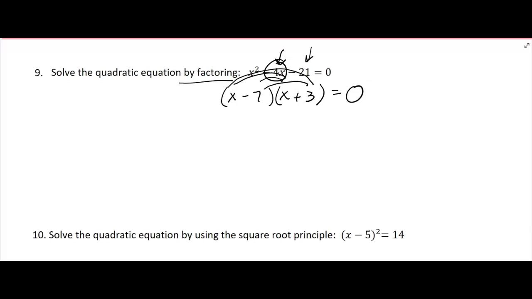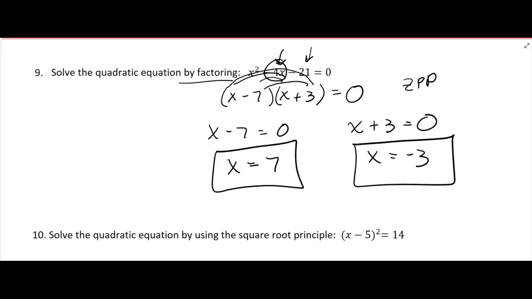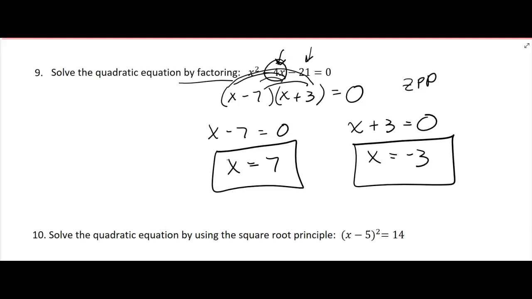Now, because of the ZPP, the zero product principle, you can say either x minus 7 equals 0 or x plus 3 equals 0. Using what you know about algebra, you get x equals 7 here, and you get x equals negative 3 here. So you could have written it like this, or you could have put x equals 7 comma negative 3 or something like that, or just 7 and negative 3 and done it that way. Okay. I don't know why my pen went all crazy there.